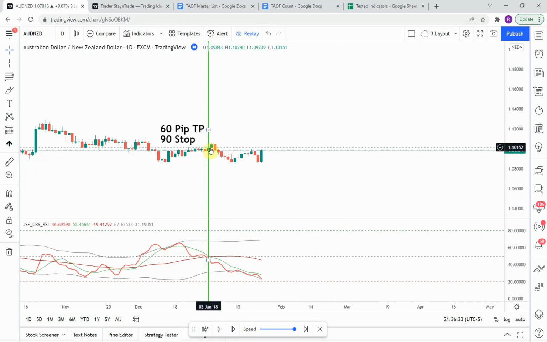Alright, so the first signal that we pick up is a short signal. You can see it right here. We get that cross of that large red line down below the middle line, the thin red line there. We get a slight push to the upside right there before we then get that push to the downside that we were looking for. Comes down nicely, getting us to our take profit. Let's go ahead and continue on.